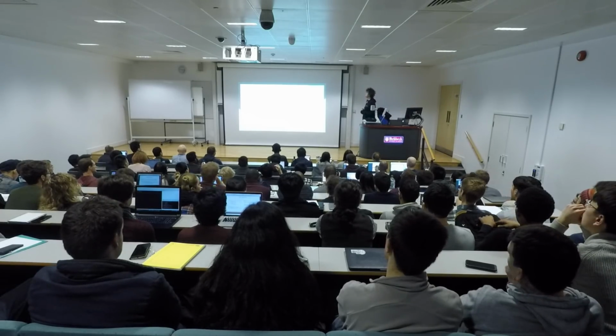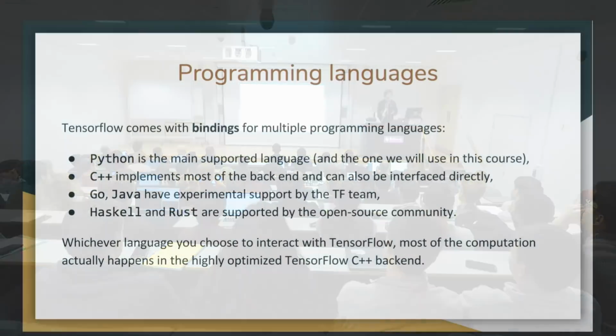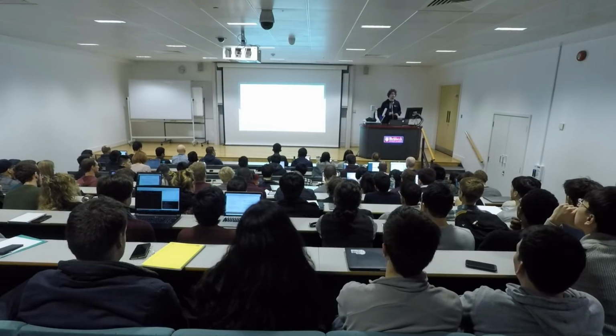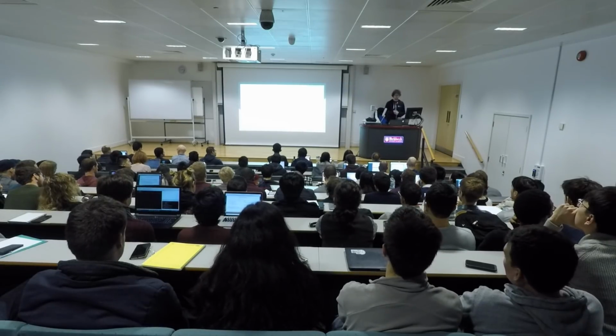TensorFlow comes with bindings for multiple programming languages. So Python is the main supported language and the one we will use in this course. But it's good to know for future reference that you can actually interface TensorFlow across a variety of different languages. So there is a C++ interface, and C++ is actually what implements most of the backend of TensorFlow. And then there are Go and Java support, although in experimental state, from the TensorFlow team, as well as support for other languages such as Haskell and Rust, which are supported exclusively by the open source community.